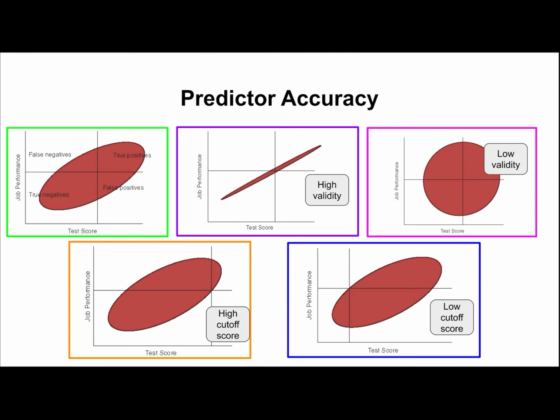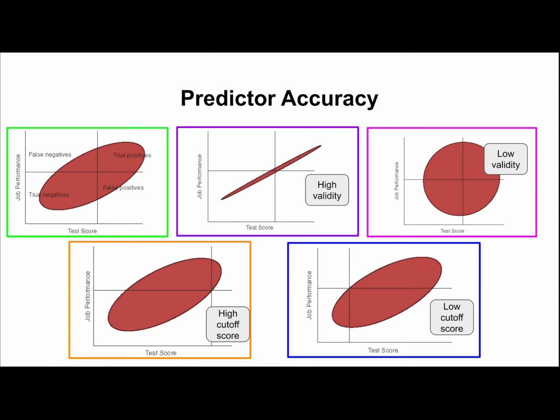Looking down at the graphs on the bottom, the one in the orange box has a high cutoff score. So now we've moved back to moderate validity, right? We've moved back to that same oval shape from the first one where it's moderately valid. It's pretty good. Your predictors are pretty good at predicting job performance. But we've moved the cutoff score higher in order to get hired. As you can see, this increases the false negative quadrant, right? It's a higher score to get hired. You need to get an A or we're not going to hire you.